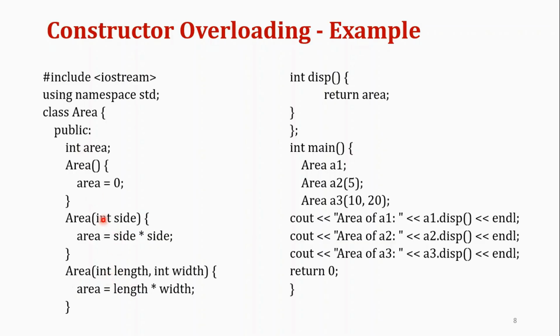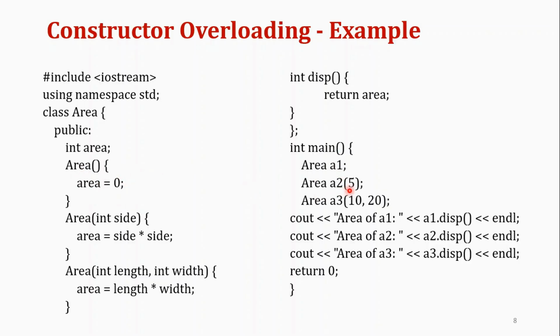So this is also an example of constructor overloading. And while invocation, check this out. Coming to the main function, the display function is displaying the area. Okay, so coming to the main function, creating the object A1. For this A1 object, area will be 0, is initialized.